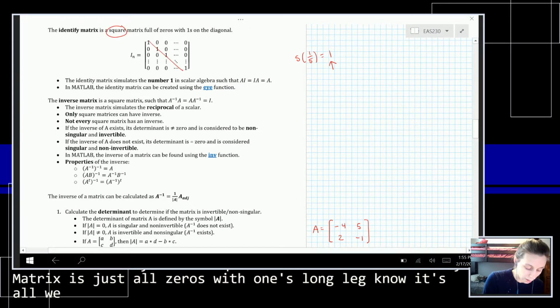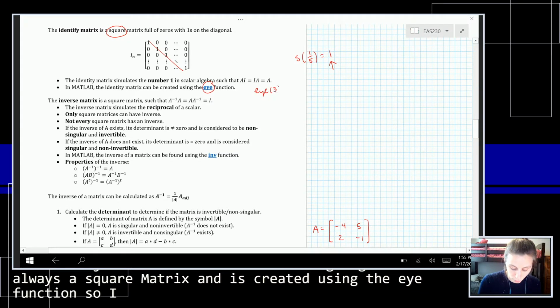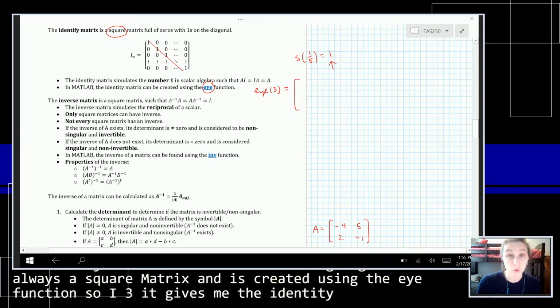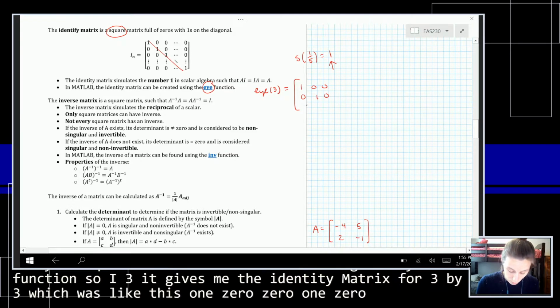It's always a square matrix, and it's created using the I function. So I3 gives me the identity matrix for a 3 by 3, which looks like this: 1, 0, 0, 0, 1, 0, 0, 0, 1, where I have ones along the diagonal.